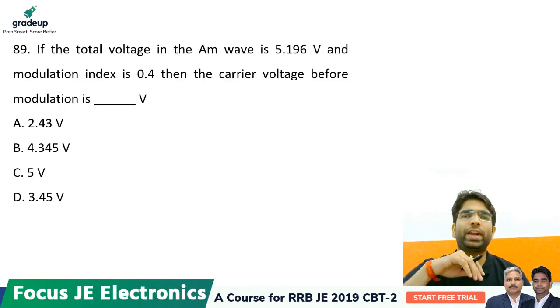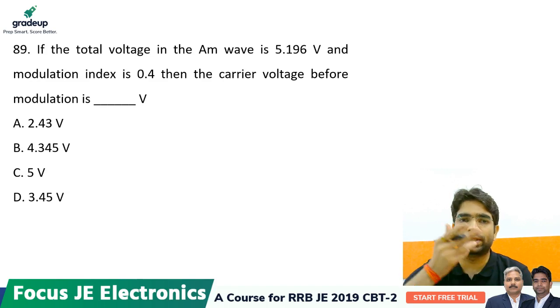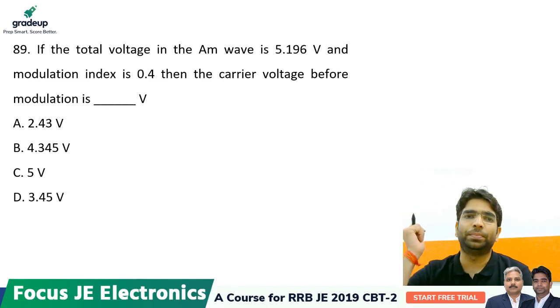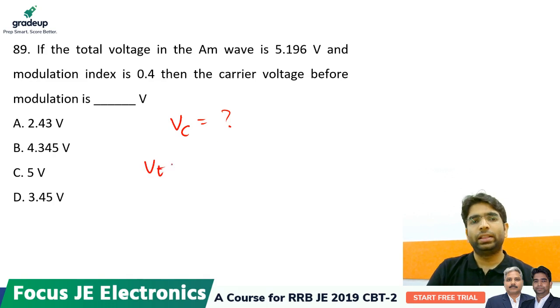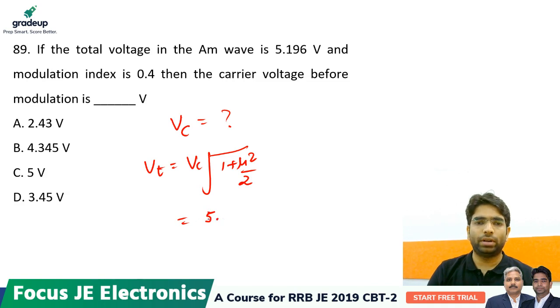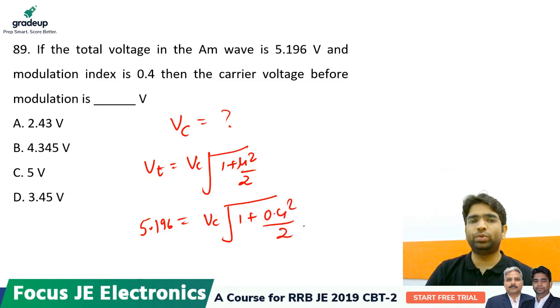If the total voltage of an AM wave and the modulation index are given in the question, then the carrier voltage before modulation is found with the same formula. VC is unknown to you. The net voltage will be VC root of 1 plus mu square by 2. Total voltage is 5.196, VC is unknown. It will be 1 plus mu square, which is 0.4 square, by 2.